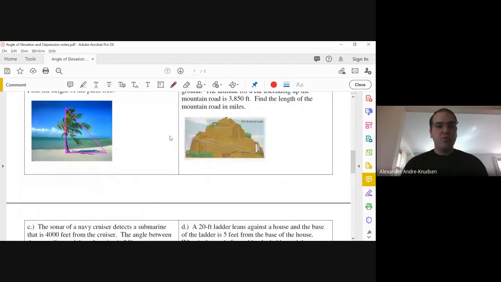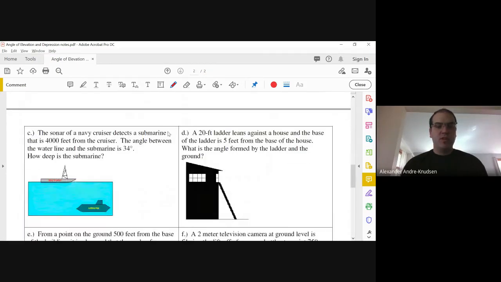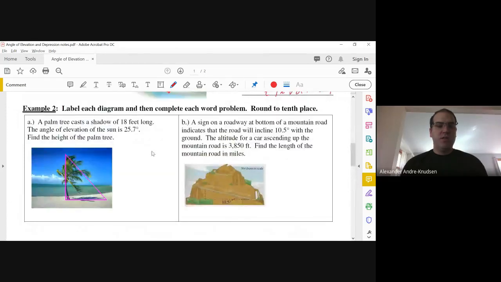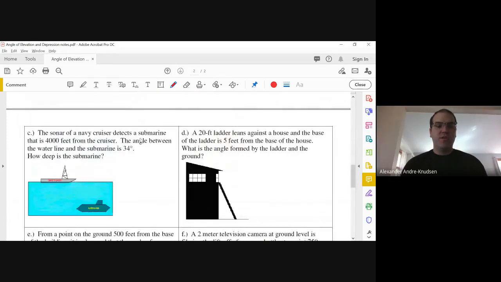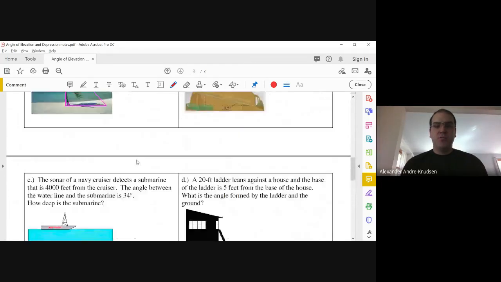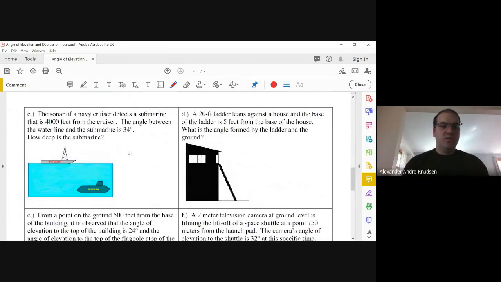So let's do a couple practice problems here. I'm going to save the palm tree one for your classwork, and a couple of those. So maybe let's do this sonar and the heavy cruiser one, and then I'm going to do some ones where you have to draw yourself.